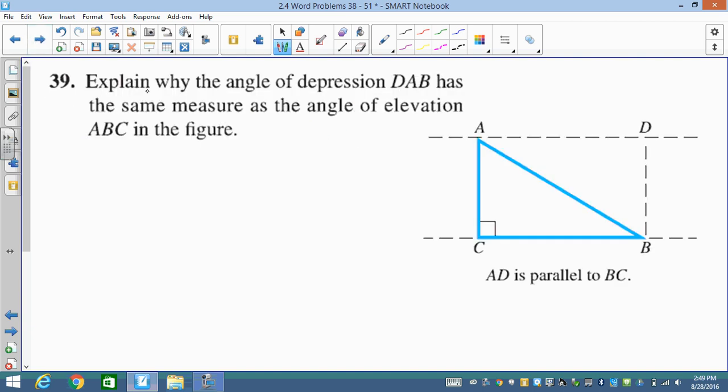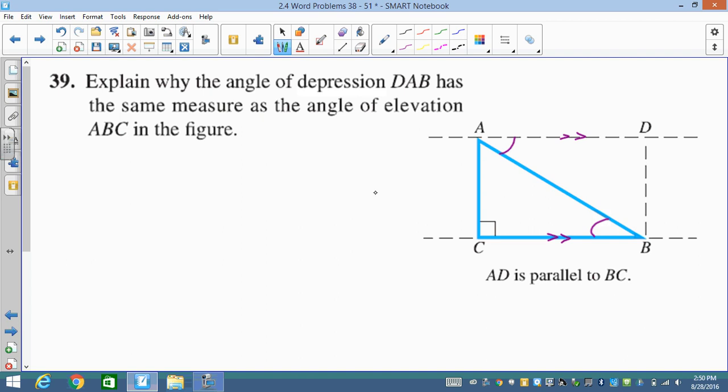Okay, next question: explain why the angle of depression DAB, this angle here, has the same measure as the angle of elevation ABC, which is this angle here. The question is, why are these the same measure? Well, first of all, they do tell us that AD and BC are parallel. So let's go ahead and mark those with the parallel symbols. Those are parallel symbols.